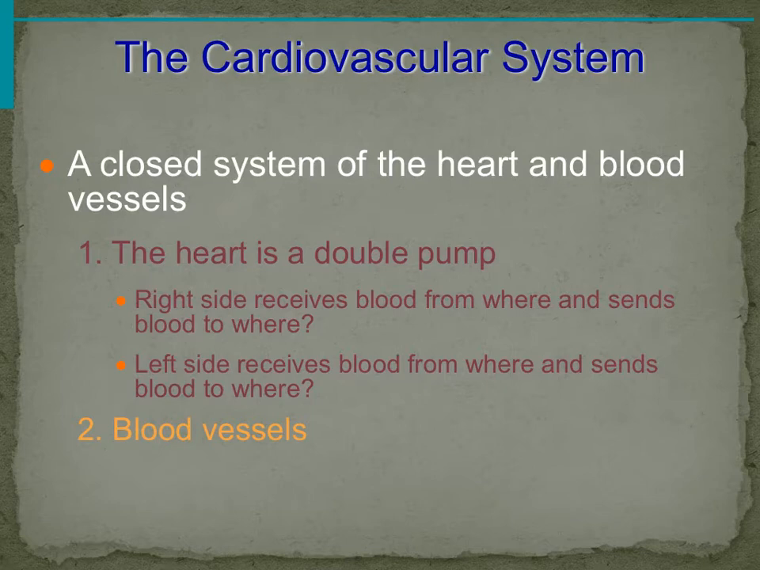The heart itself is a double pump. So it's pumping in two ways. So the right side receives blood from the body and sends it to the lungs. The left side receives blood from the lungs and sends it out to the body. So you'll see there are some structural differences between the left and right sides of the heart that are related to those two different functions.